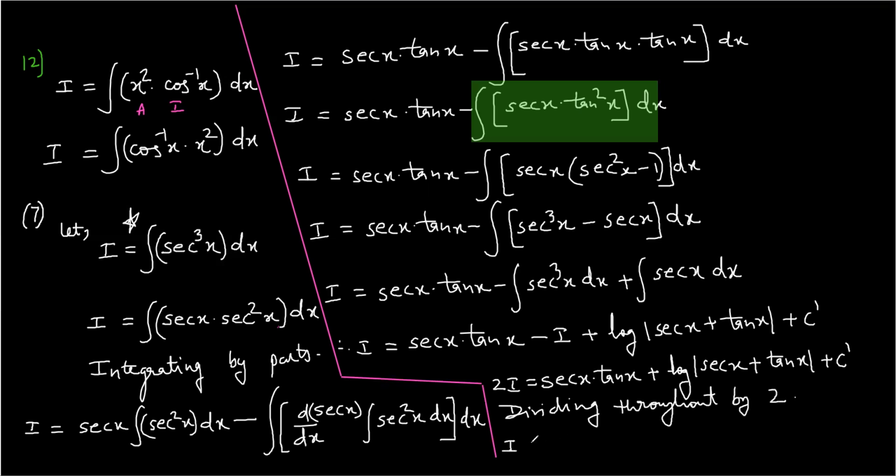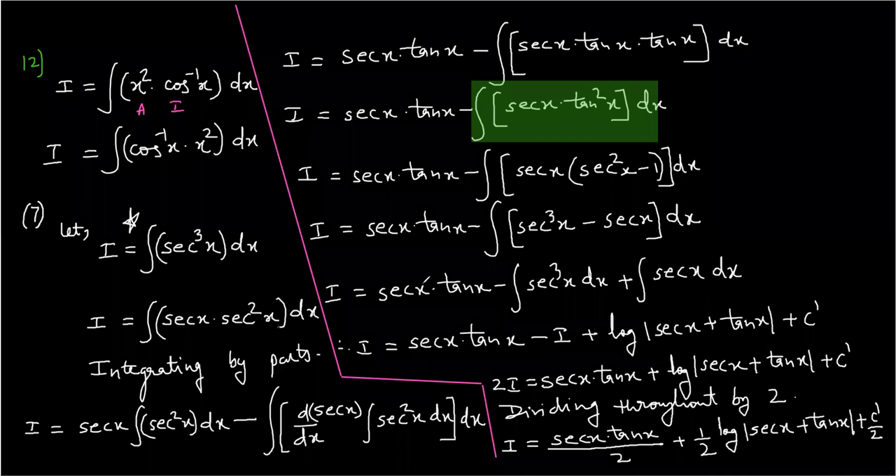2I upon 2 is I equals, here I get sec x tan x upon 2, and here I get plus 1 upon 2 log of sec x plus tan x plus c dash upon 2. In the next step, the c dash upon 2, I shall be writing as c, and that will be my final answer. That will be the final answer for this.